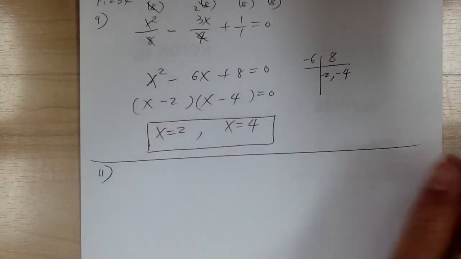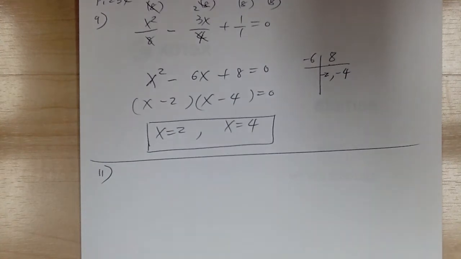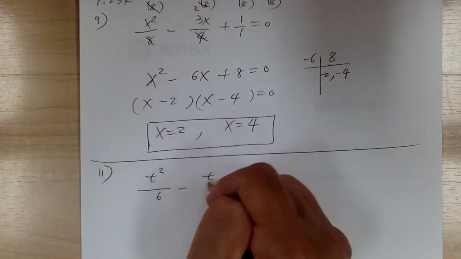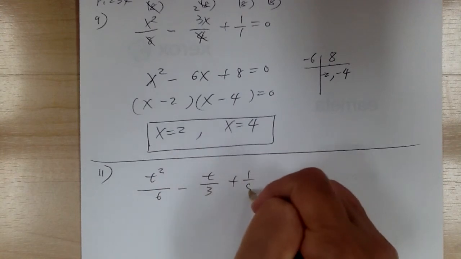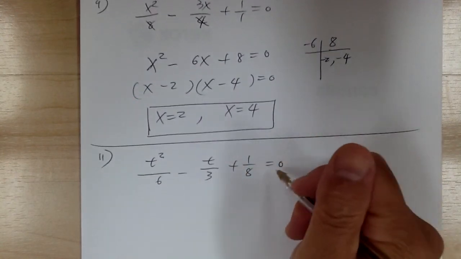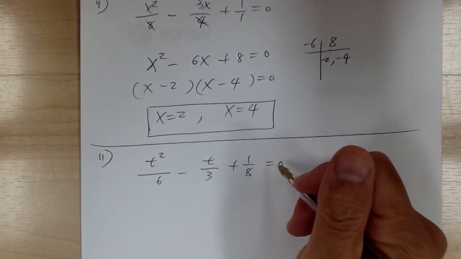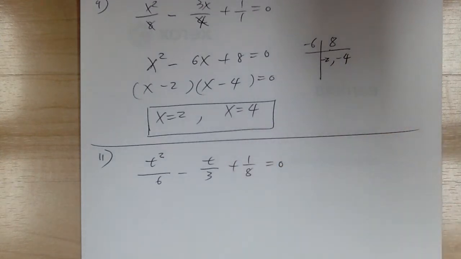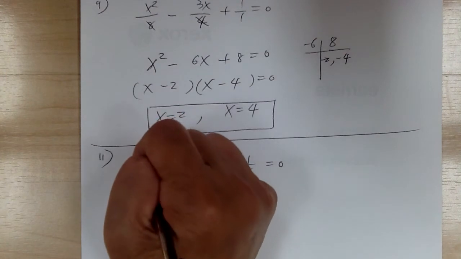Okay, number 11. You have t squared over 6 minus t over 3 plus 1 over 8 equal to 0. So the common denominator would be 24. Okay. So 24, so times by 24.